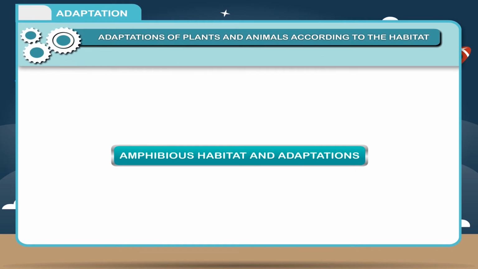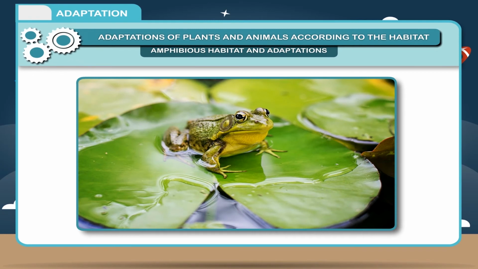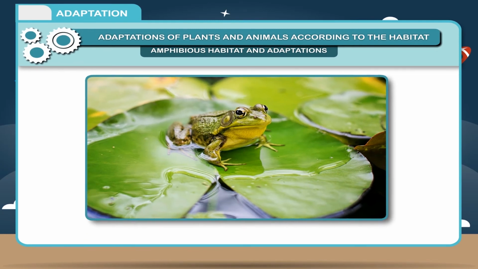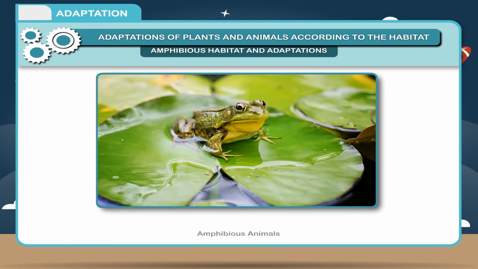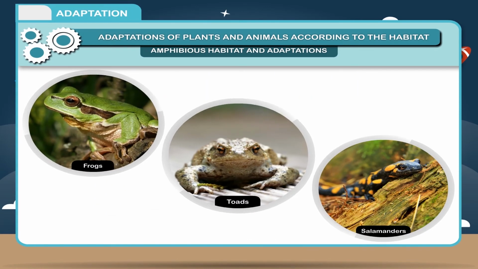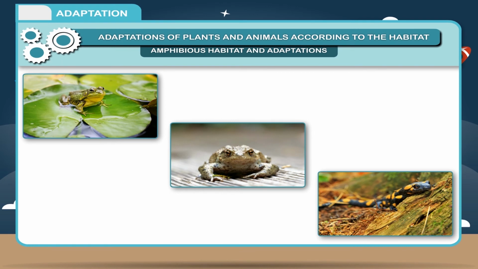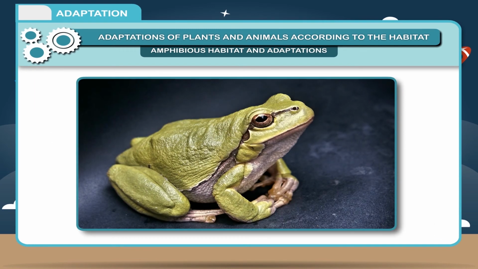Amphibious habitat and adaptations. The animals which can live both on land as well as water are called amphibious animals. Common amphibious animals are frogs, toads, and salamanders. They have these adaptations. 1. Skin of these animals is moist and slimy, which helps in respiration. 2. They can also respire through lungs.